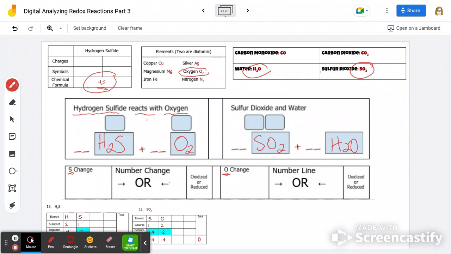Now, use a different color for this. Let's go with green. So oxygen is an element. So oxygen is going to be 0. So go ahead and fill that in.